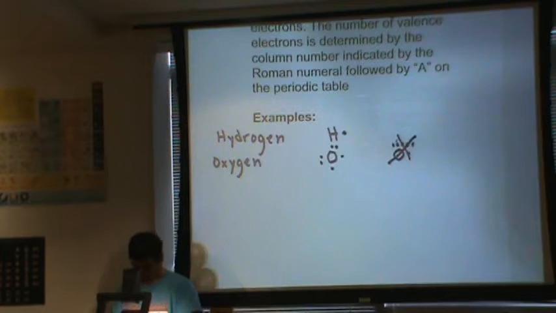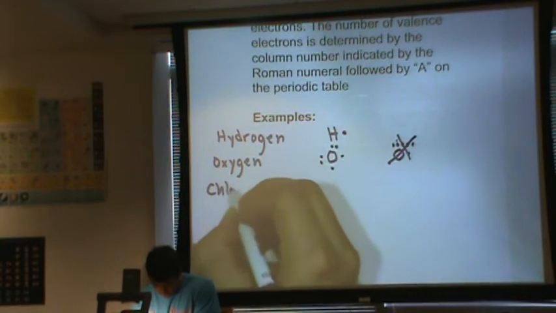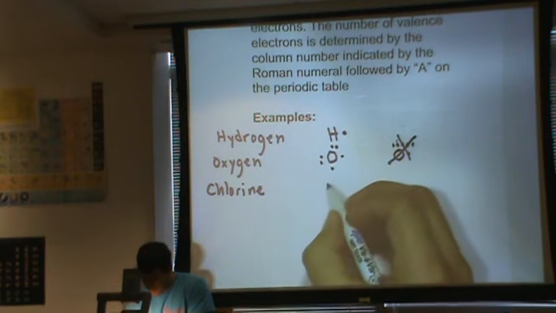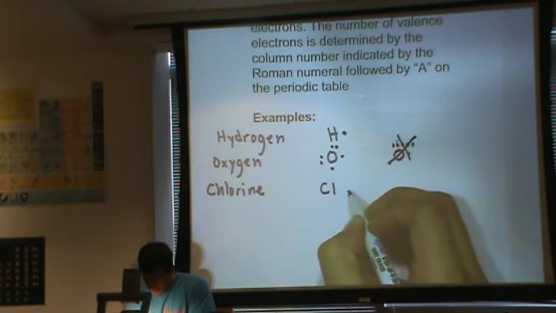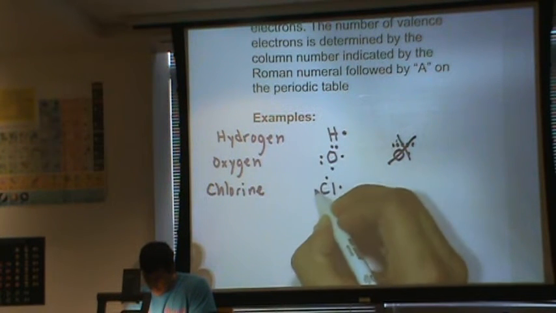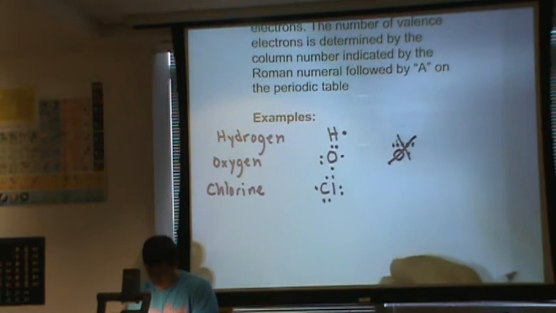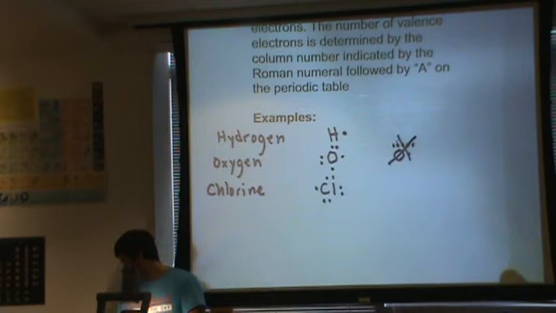Let's do chlorine. Chlorine is a halogen. It is so close to having a noble gas configuration, so it's going to have 7 around it. 1, 2, 3, 4, 5, 6, 7. Like this. Beryllium.